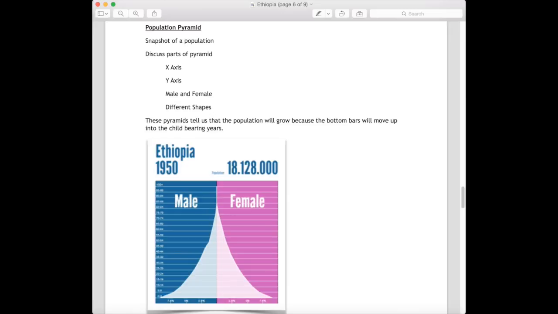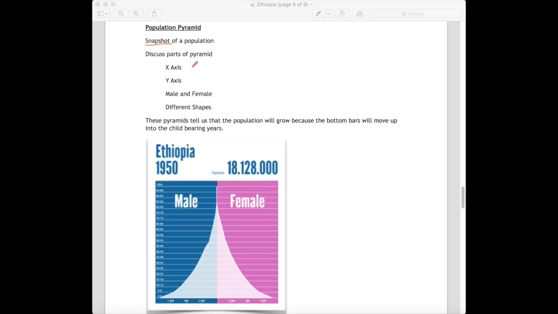Okay, so we've talked about the causes of a high rate of population growth: high birth rate and low death rate. And now we're going to look at something a little bit different. We're going to look at population pyramids. This is a graph that demographers use to look at populations. You can think of it as a picture or a snapshot of a population. It's a freeze frame of what a population looks like at a certain time.